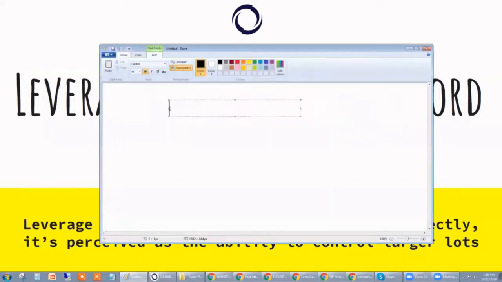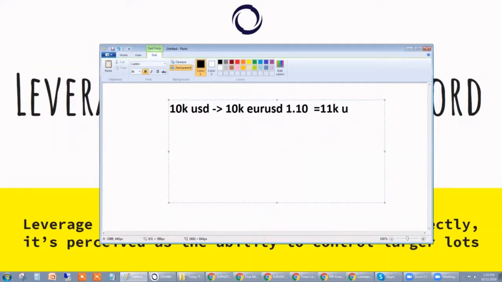So let's just say that you have an account of $10,000 and you want to buy 10,000 units of euro US dollar at a rate of 1.10. That would cost you $11,000, but you only have $10,000 in your account. Okay, so welcome to the world of leverage. Leverage is a double-edged sword. You need to understand that as well.